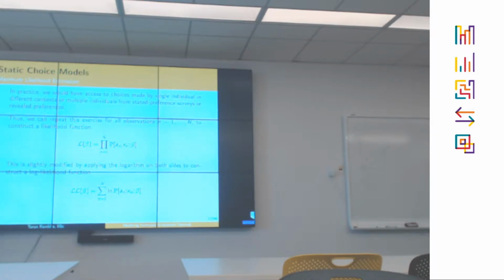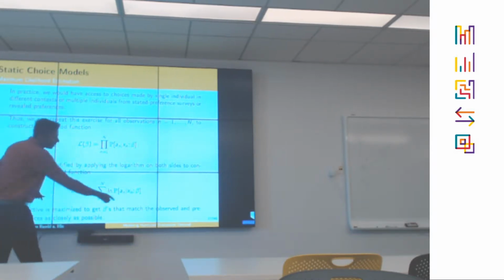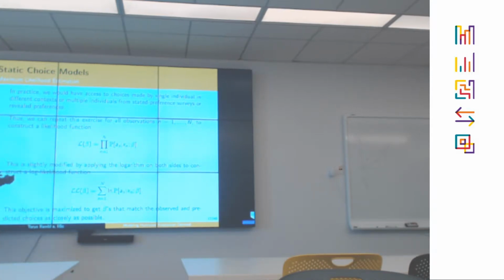And the goal is to find those parameters betas, which give you this best fit with respect to the data that you collected. Okay, so this is the basic framework with almost all choice models. Is this clear? If you have any questions, please feel free to interrupt me and ask me in between.